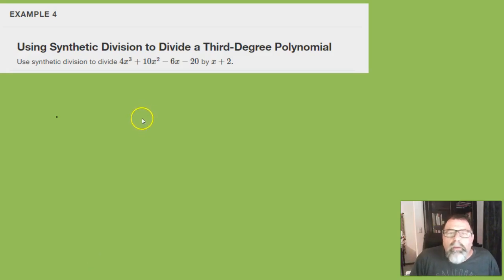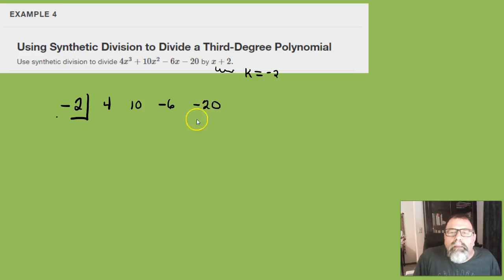Okay, so now let's try a third degree polynomial. This is example 4. So again, my k, you're going to switch this sign. So k is going to be -2. I'm going to use my notation, -2. And then I'm going to put the coefficients, and notice again it has to be descending order, x cubed, x squared, x, constant. You write those coefficients down, 4, 10, -6, -20, and then leave space for your working row, and then below the line will be our quotient.